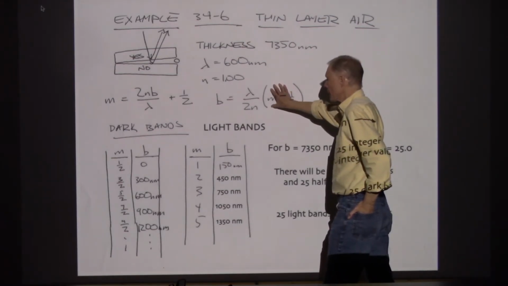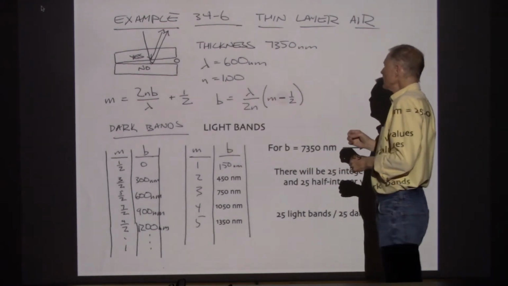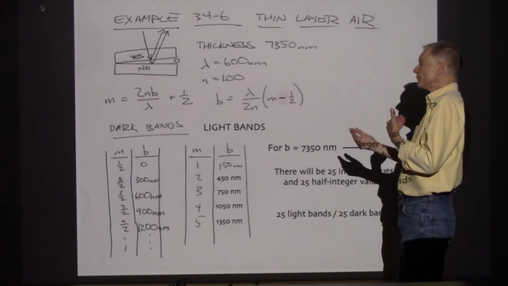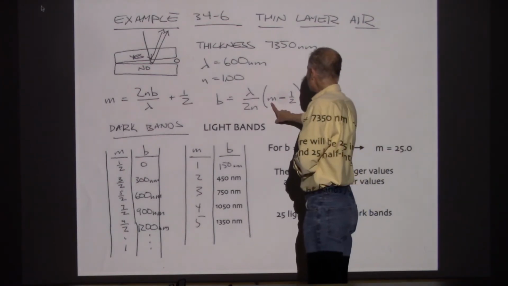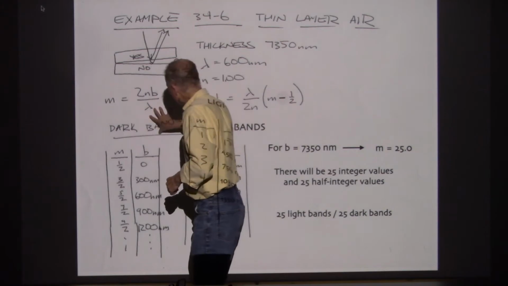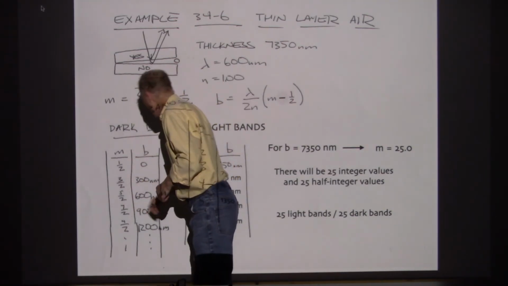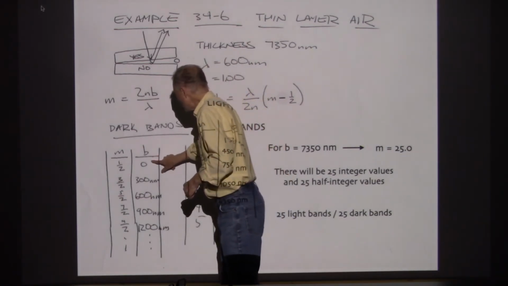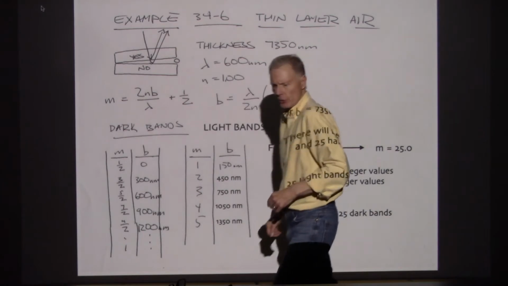So if I put in 1/2 for M, in terms of differences in terms of the cycles, the half integers are going to give us destructive interference. So the dark bands that we see will happen at the 1/2, 3/2, 5/2, 7/2, 9/2, and those thicknesses are 0, 300, 600.